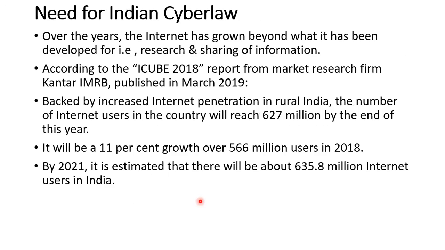Let us go ahead and now discuss the need for cyber law. Why is there a need for an Indian cyber law? A clear answer to this you can see in this slide. If we try to understand the reason why there is a need for Indian cyber law, we will come to know that over the years the internet has grown beyond what it was developed for, that is, research and sharing of information.